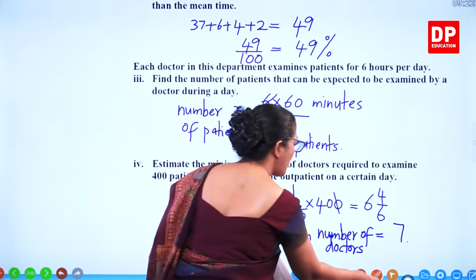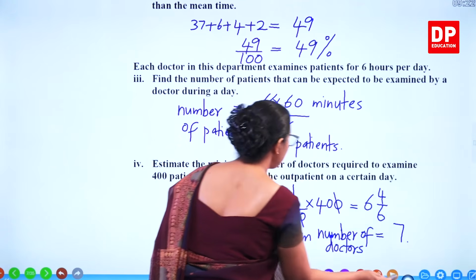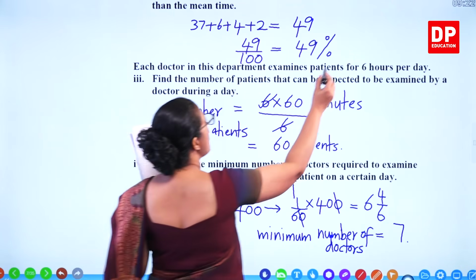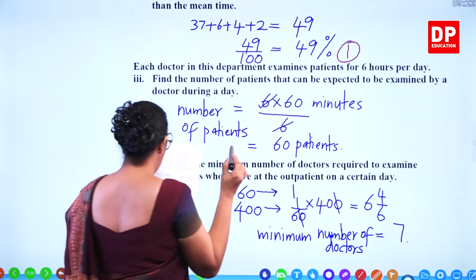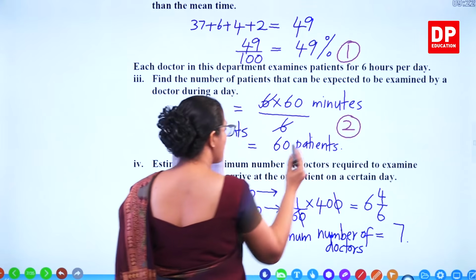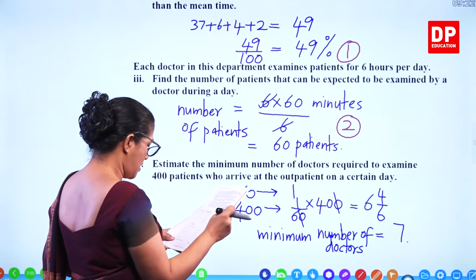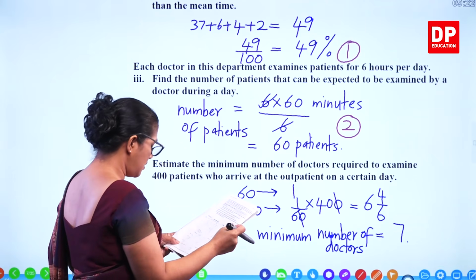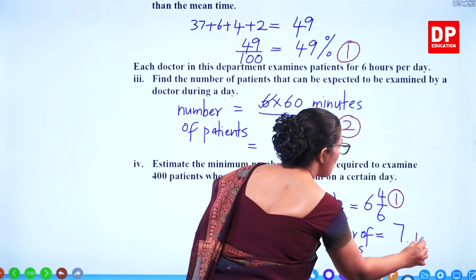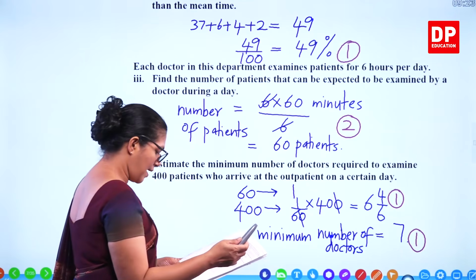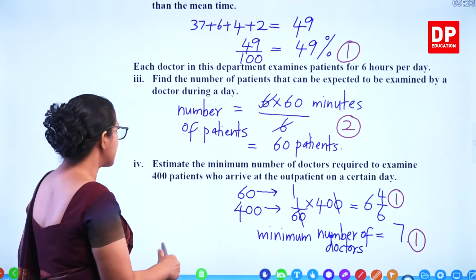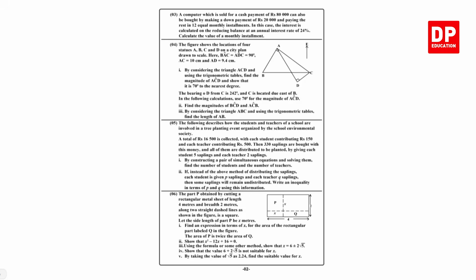Now we'll see how many marks. Getting 49%, that's just 1 mark. And 60 patients, 2 marks here. And the last one, 7 doctors. This is 1 mark for the method and 1 mark for the answer. 2 marks there. So altogether 10 marks for this question. Now let's take the next question.